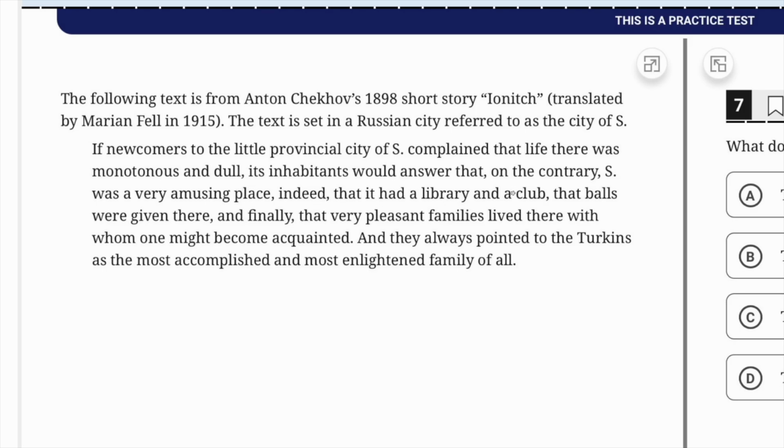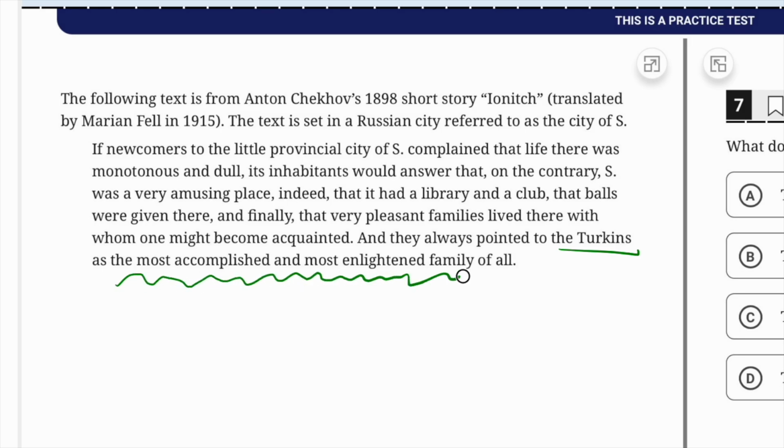Indeed, that it had a library and a club, that balls were given there like parties, and finally that very pleasant families lived there with whom one might become acquainted. And they always pointed to the Turkins.